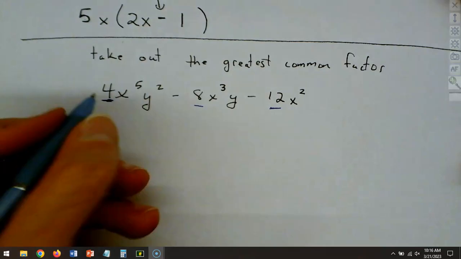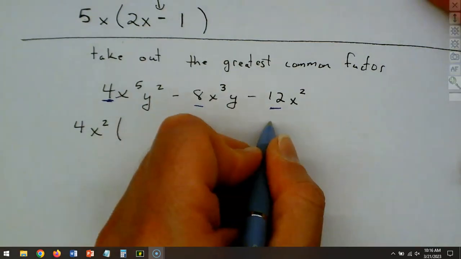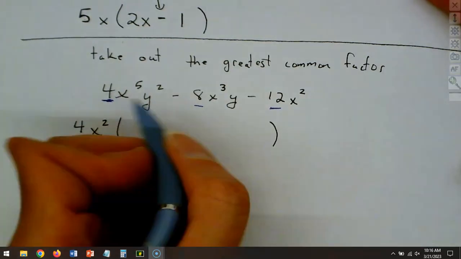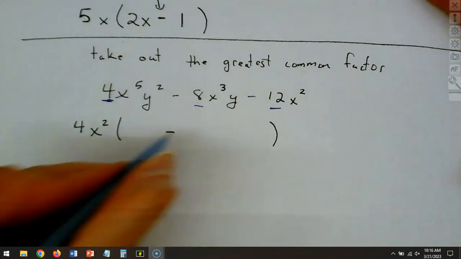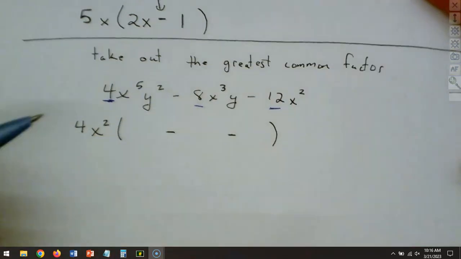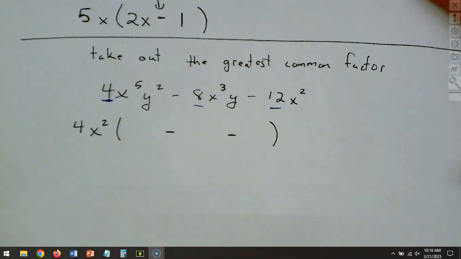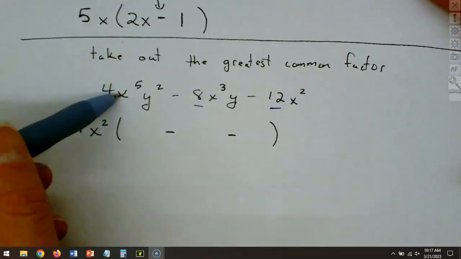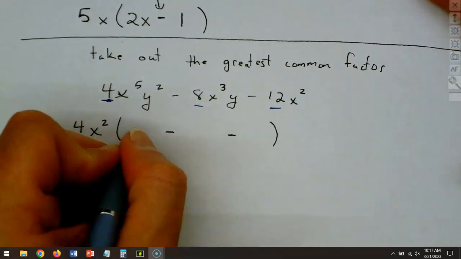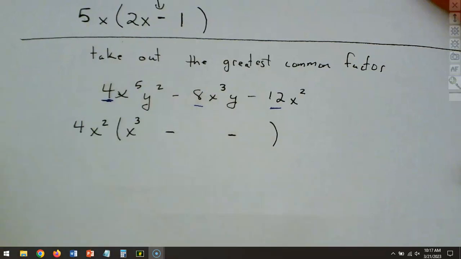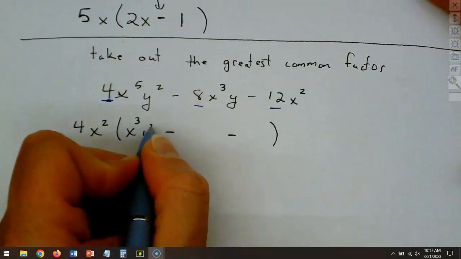So now what's left over? We divide. Go ahead and write your signs down. That's going to be a minus and a minus here. 4 divided by 4, that's gone. X to the 5th, take 2 of them out. That leaves you with an x cubed. We still have the y squared there.